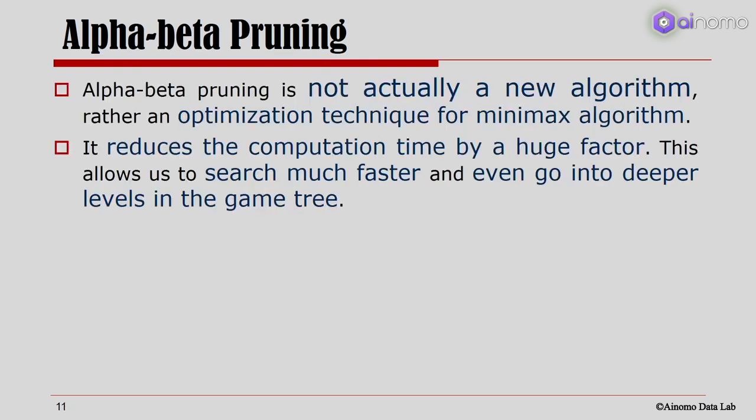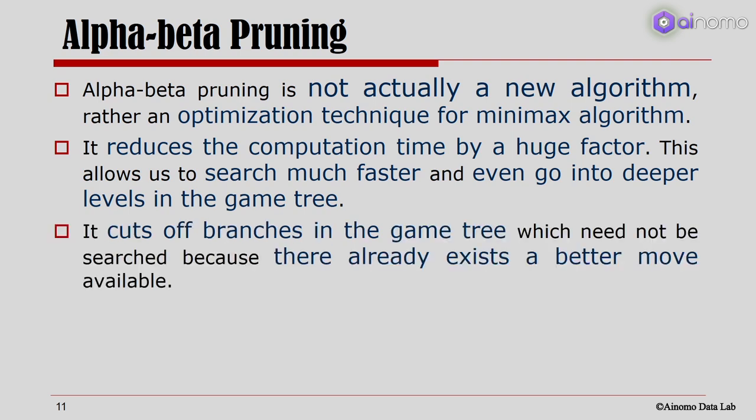Alpha beta pruning therefore reduces the computation time by a huge factor. This allows much faster search, and then we can even go deeper into the game tree. That is, if we had thought of only computing up to level 4, alpha beta pruning would allow us to compute to double that level. It cuts out branches in the game tree because these need not be searched; there already exists a better move.